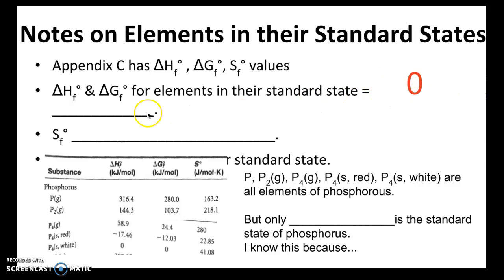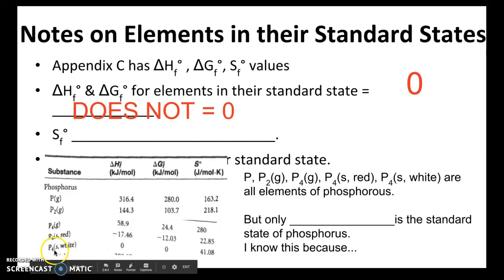Oops, the line got switched. But anyway, it's going to equal 0. So that's what you're going to fill in this blank here. And that's because you would be forming those elements from themselves, so there is no change. Now, on the other hand, delta S of formation, this actually is supposed to go in this line below, does not equal 0. So that part does not equal 0. And it's not delta S, but S of formation does not equal 0. An example of that is P4 white here. You can see the delta H of formation and delta G of formation are both zeros, but for S, it's not. So this is the phosphorus in the standard state.